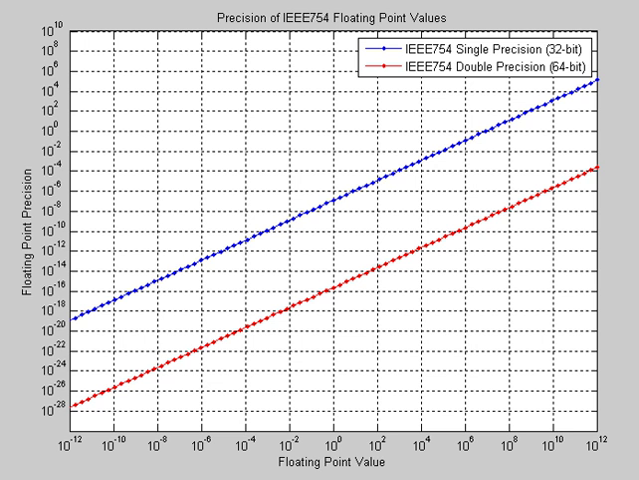As stated previously, the binary32 and binary64 formats are identical to the single and double formats respectively of IEEE 754-1985, and are two of the most common formats used today. The figure below shows the absolute precision for both the binary32 and binary64 formats in the range of 10^-12 to 10^12. Such a figure can be used to select an appropriate format given the expected value of a number and the required precision.